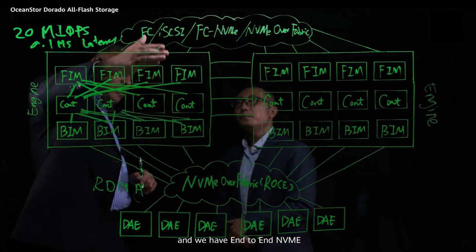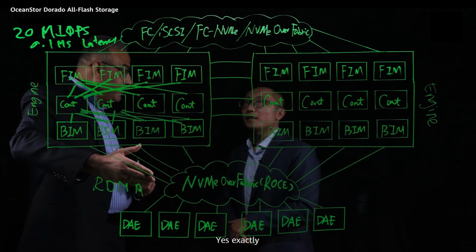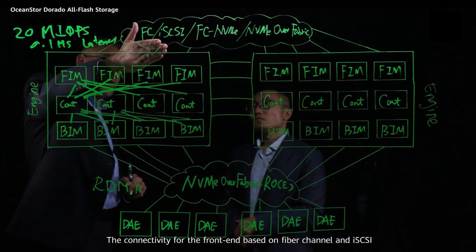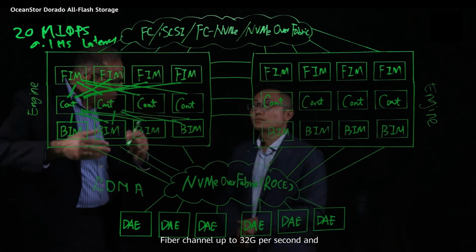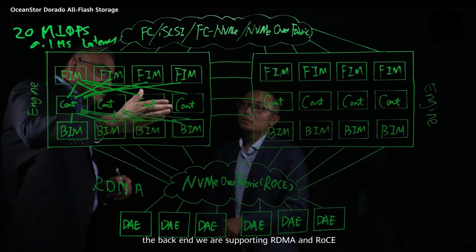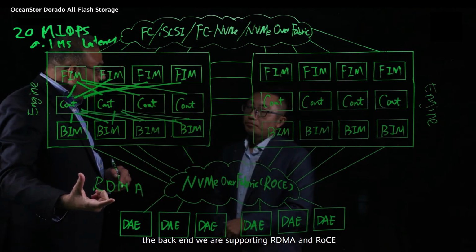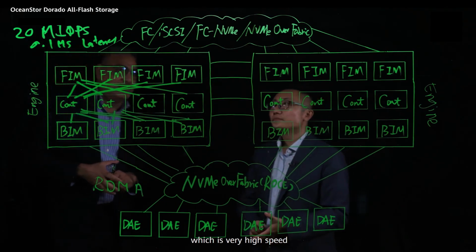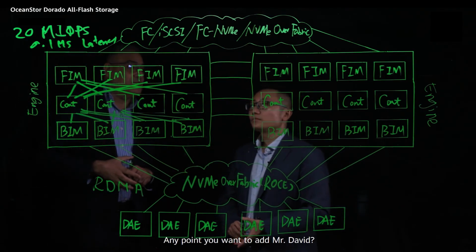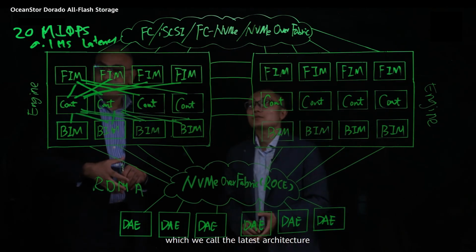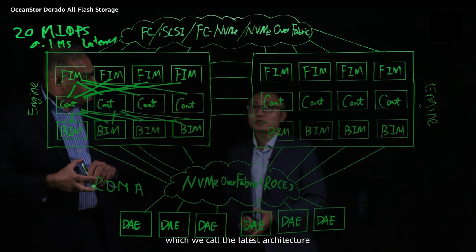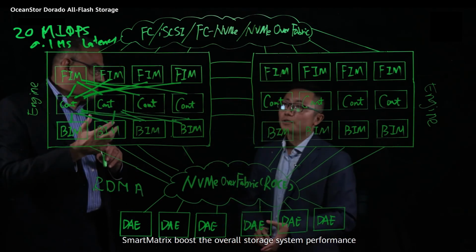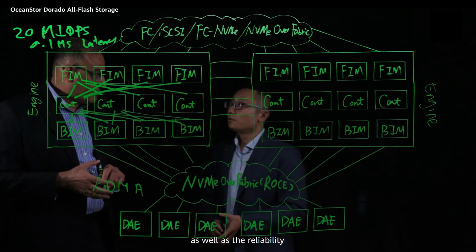And we have end-to-end NVMe. Yes, exactly. The front end connectivity is based on Fibre Channel and iSCSI, with Fibre Channel up to 32 gigabit per second. And in the back end, we support RDMA and RoCE, which is, by the way, 100G, very high speed. Any point you want to add, Mr. David? I think this architecture, which we call the latest architecture, Smart Matrix, will boost the overall storage system performance as well as the reliability.